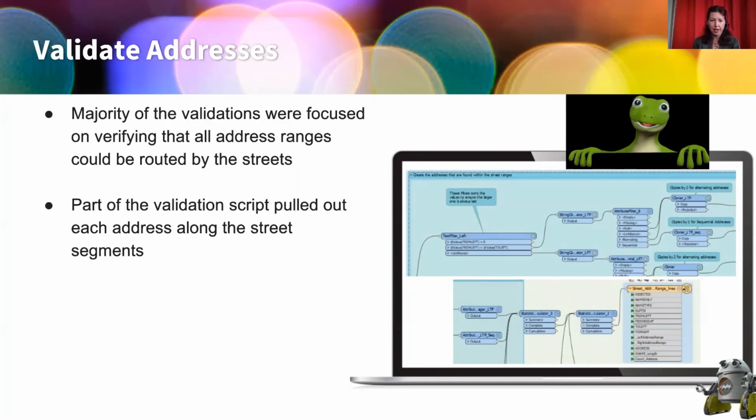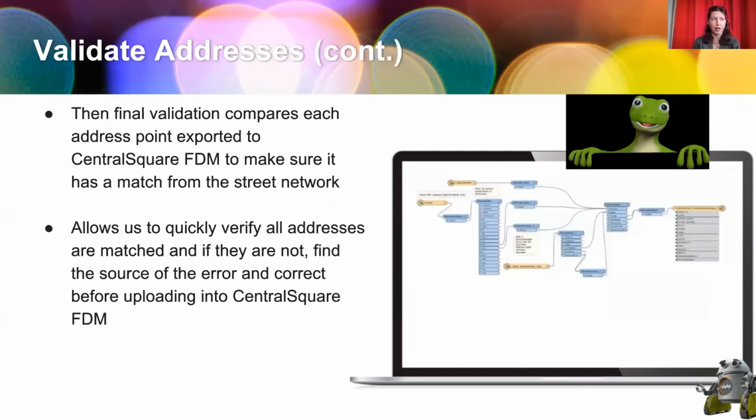Then I applied a statistics calculator to the resulting addresses to get a count, to ensure that they are not present in triplicate or greater, indicating that the street segment was split but the address range wasn't updated. And then finally, an attribute creator to create the addresses, merging all the different fields together, so then it can compare it to the address points.